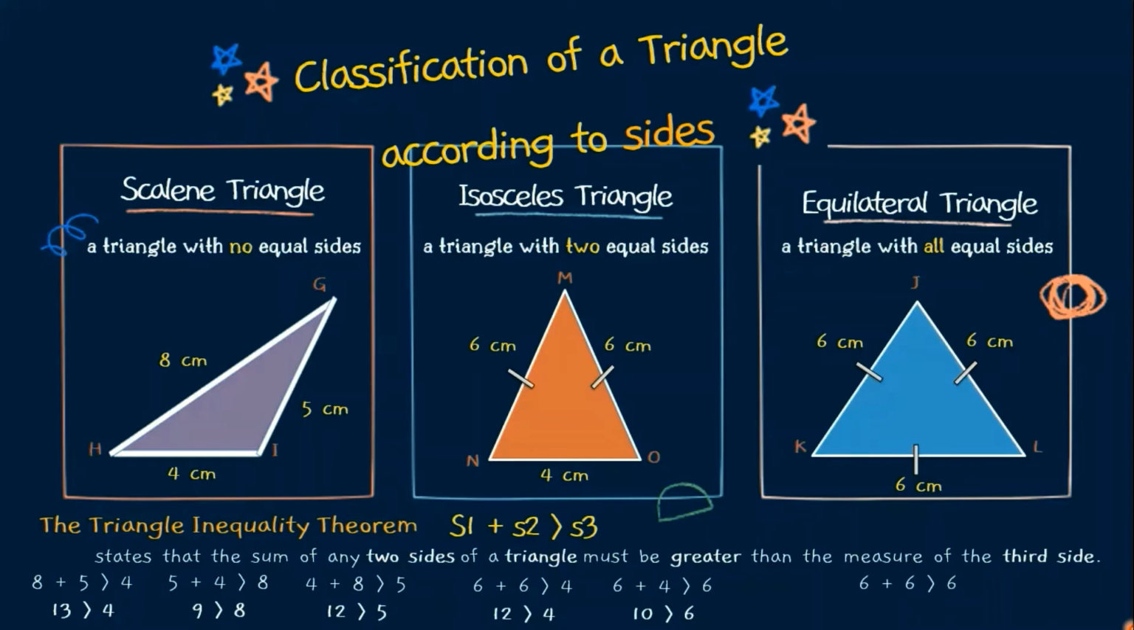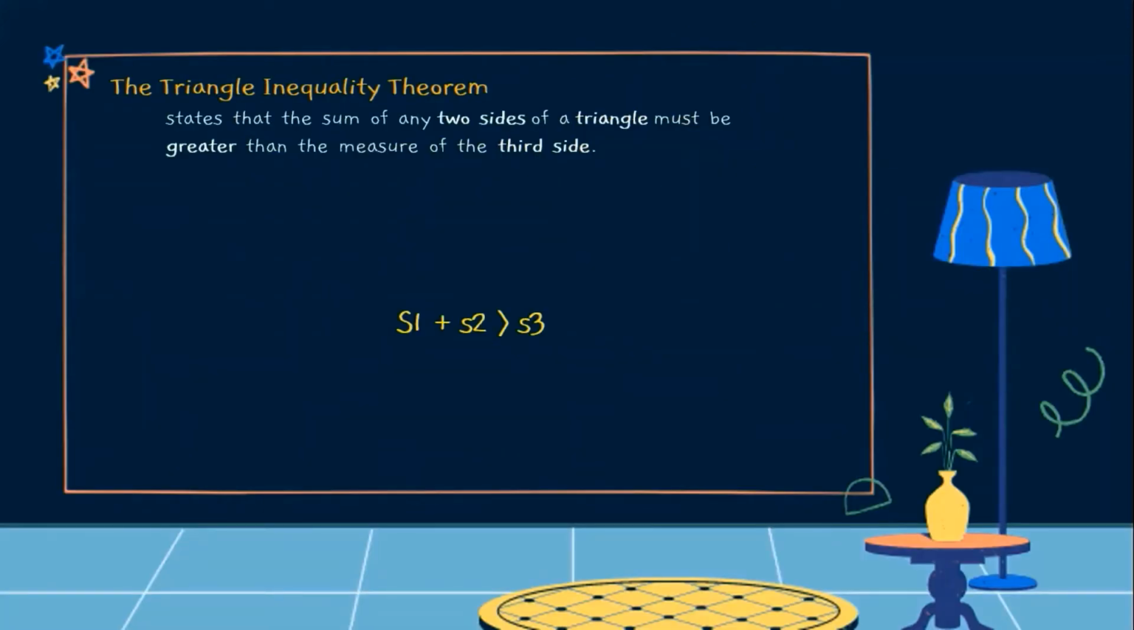Next, for the equilateral triangle, 6 plus 6 is greater than 6. 6 plus 6 is equal to 12, and 12 is greater than 6. Kaya naman, itong mga sides na ito ay talagang makakabuo ng isang triangle. Pero ano kayang mangyayari kung ang ating mga given sides ay hindi umakma dito sa ating triangle inequality theorem? Let's have an activity.